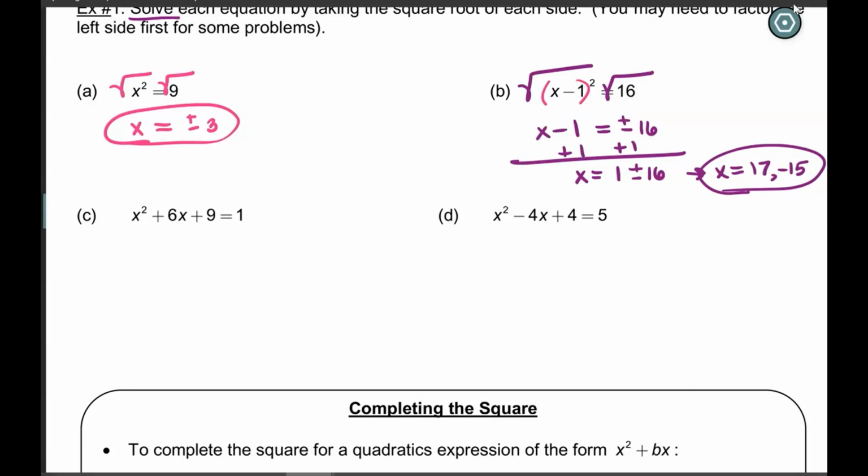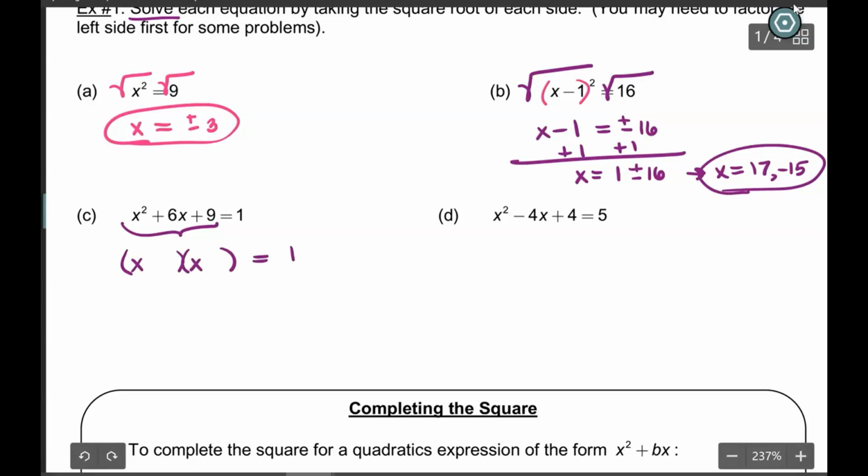Okay. All right, the next one isn't set up in a format that is easy for us to take the square root. So you may recall from the last chapter, we had to factor this. So this is going to be x and x. We'll just leave the 1. So we think of two numbers that multiply together to give us 9 and add up to 6. Well, that's going to be a plus 3 and a plus 3. So this is really x plus 3 squared.